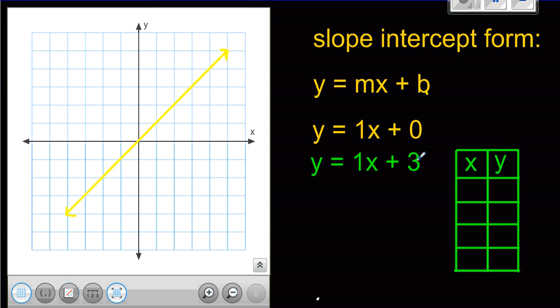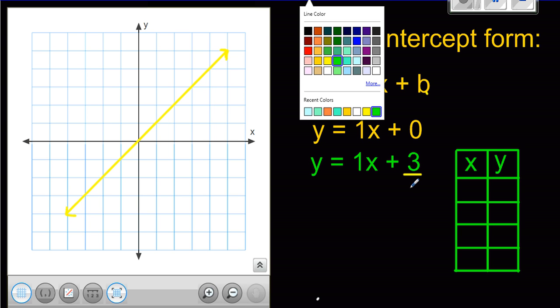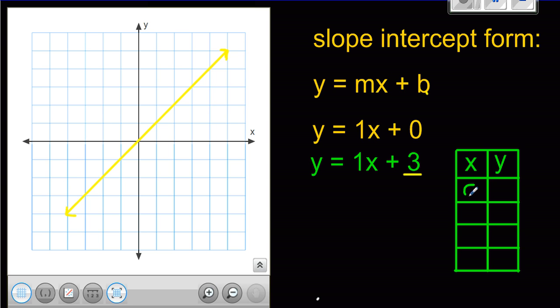What happens whenever our b value is now 3? Well, if we solve this one, when x is 0, 0 plus 3, y would equal 3. When x is 1, y would equal 4. When x is 2, y equals 5. And so on. You can see the pattern. When x is 3, y equals 6. So I'm going to go ahead and graph those values.